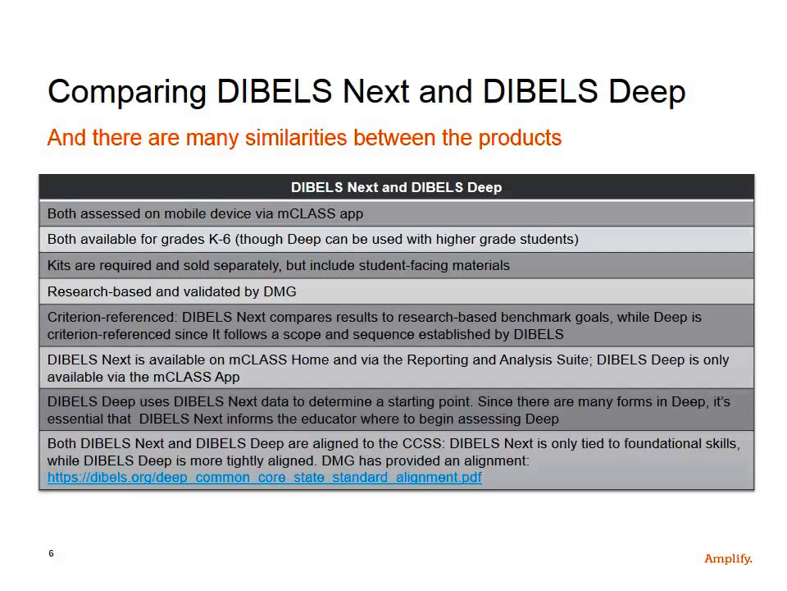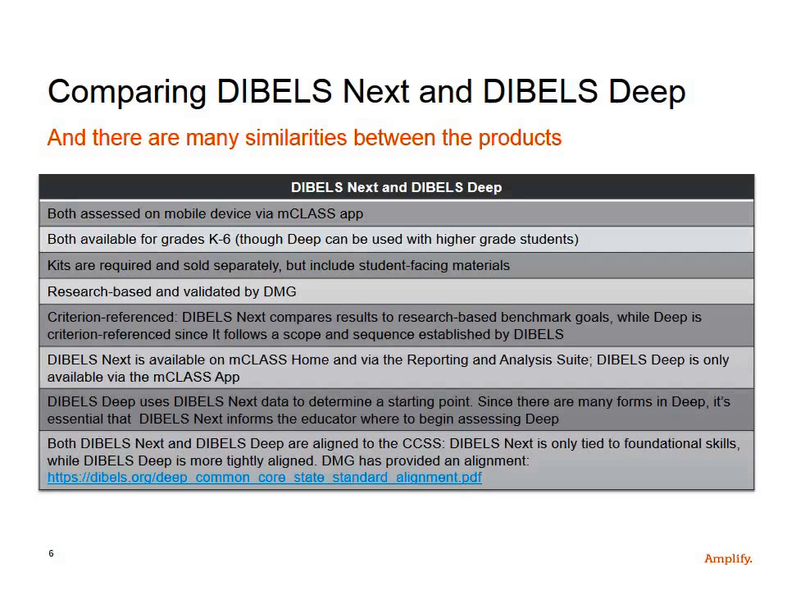And then this is a bigger difference. So DIBELS Next is available on mCLASS Home, and also we do have it in the Reporting Analysis Suite, RAS. DIBELS Deep is only available on the mCLASS app. We do not have any extra reporting features for it. It is not in RAS, and it does not appear in mCLASS Home. We do intend to add those features, but we don't have a timeline for that right now. So right now, it will only be available on your device.